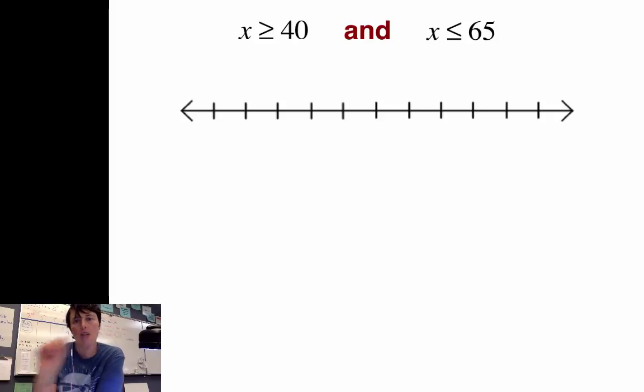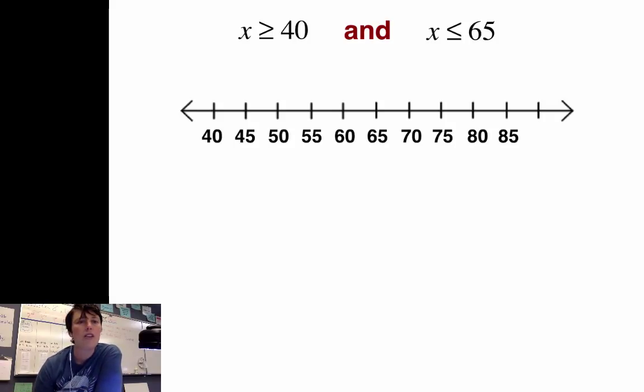So in your notes, draw a number line and we're going to add some numbers that fit the range of 40 to 65. So I'm thinking let's start at 40 and go by fives, like 45, 50, 55, 60, 65, 70, 75, 80. That's plenty of space. And if I'm going fast, just pause the video so you can do your number line. And then I'm going to circle my points that are important. So 40 and 65 is where I'm focusing.